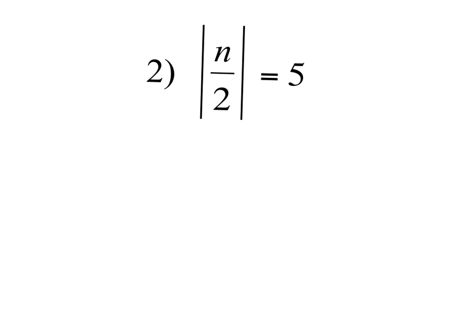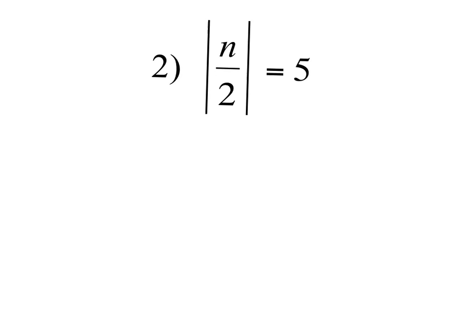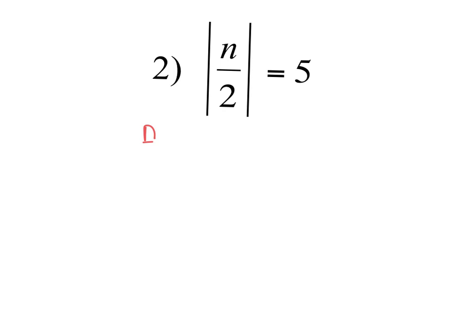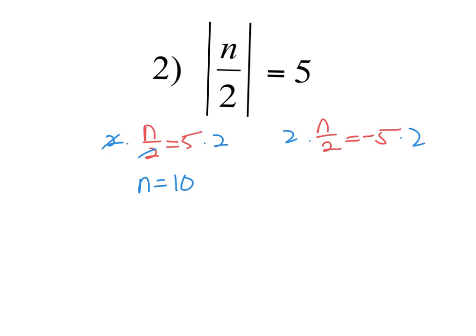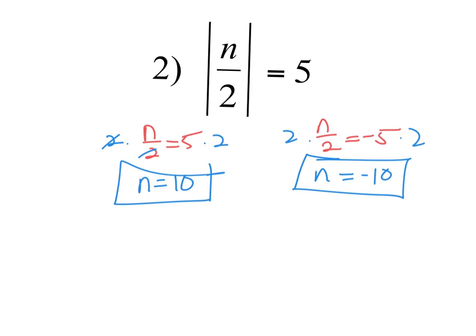In this problem, undoing the bars, we could write that n over 2 is equal to 5, and n over 2 is equal to negative 5. So we have to solve each of those separate problems. Solving the first one, we multiply both sides by 2. N is equal to 10. And here when we multiply both sides by 2, we get n is equal to negative 10. So both of those numbers make the number sentence true.